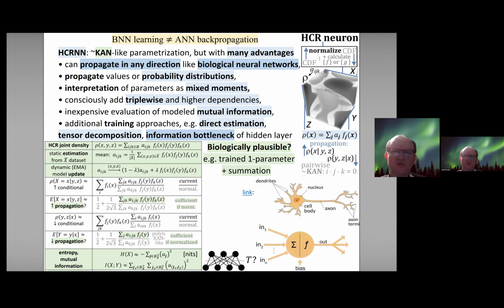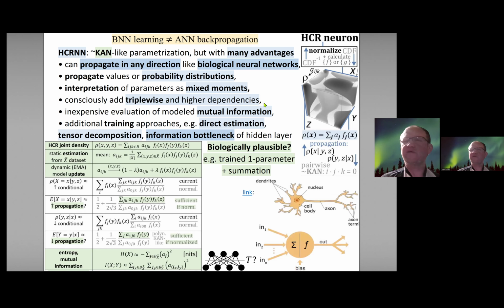So this approach based on HCR can be seen as an extension of KAN, Kolmogorov-Arnold networks, with many advantages. So we can just take some single steps. For example, KAN training can be changed into propagation in the second direction. We can work on probability distribution, not only values. For the interpretation, the parameters are moments, so we know what they mean. We can add higher dependencies, as KAN is only for pairwise dependencies.